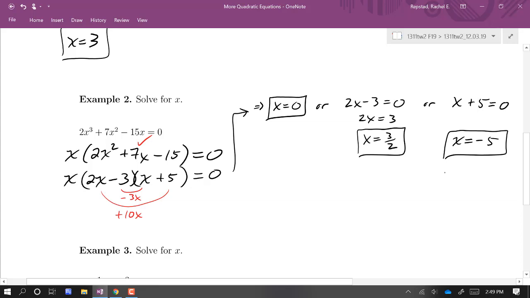So here we had a cubic, right? Degree 3 polynomial set equal to 0, and there are 3 solutions. How's that? Pretty fun.